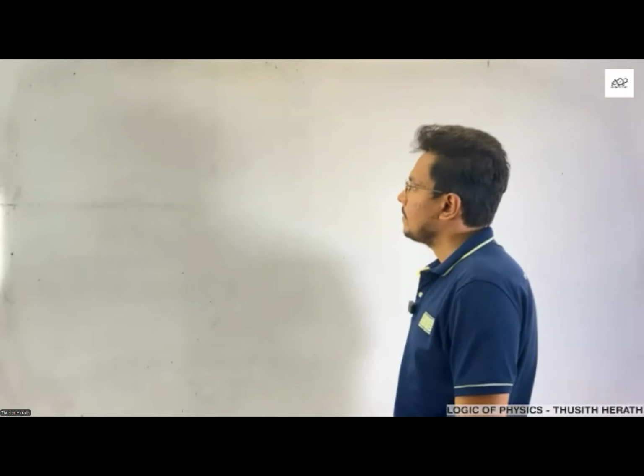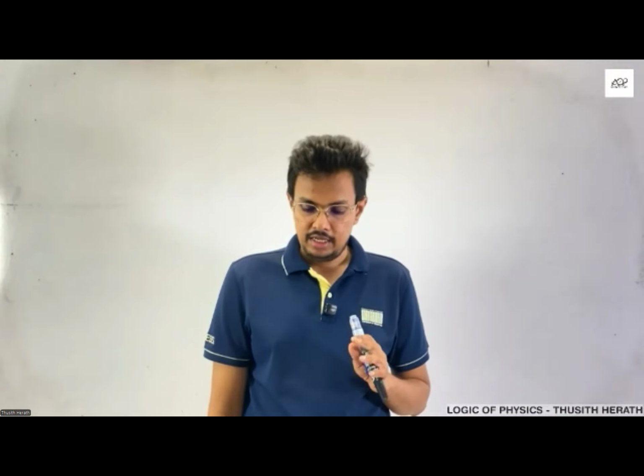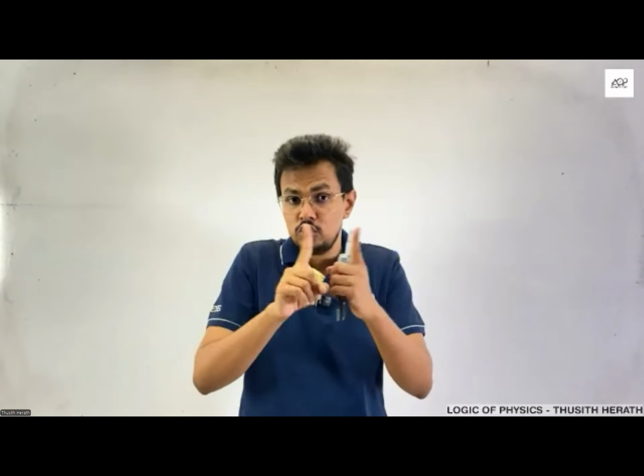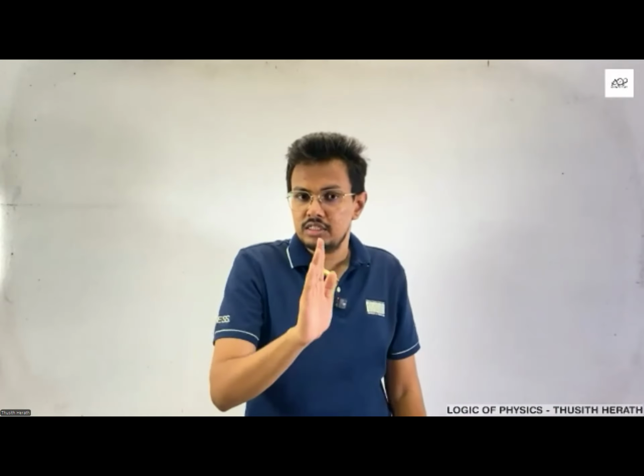Okay, right? This is the last part of today's session, about zero errors. What is meant by zero error? Here, this is the zero error of a vernier caliper. When the external jaws are in contact with each other, or the internal jaws are in contact with each other, if the zeroth line of the main scale is not coinciding with the zeroth line of the vernier scale, then it has a zero error, right?